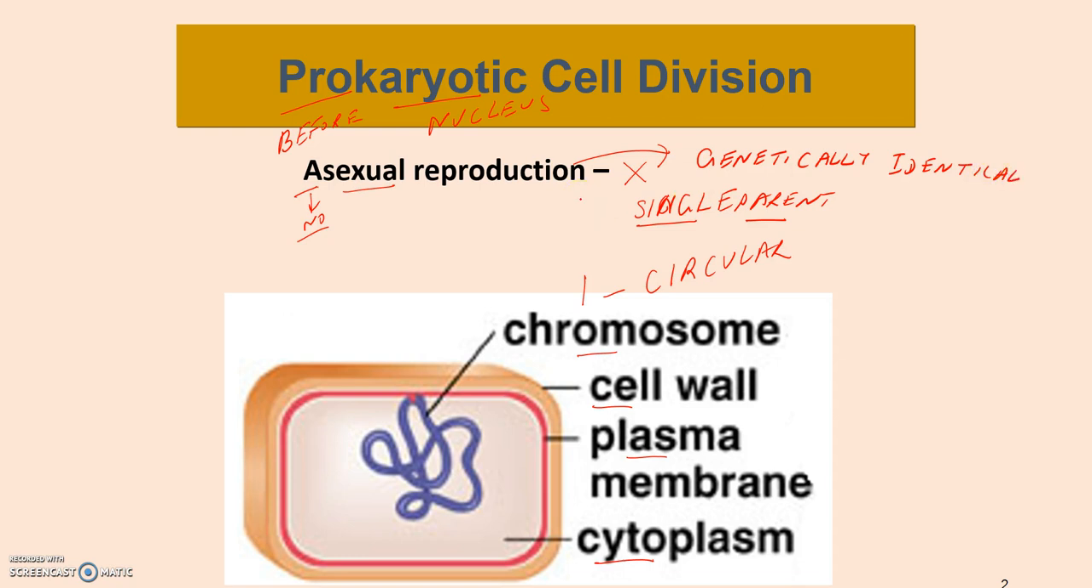Another word that you'll come across is binary fission. Bi means two. Fission means breakdown. So simply what it means is that a prokaryotic cell divides and produces two genetically identical daughter cells by cell division. So one will divide into two.